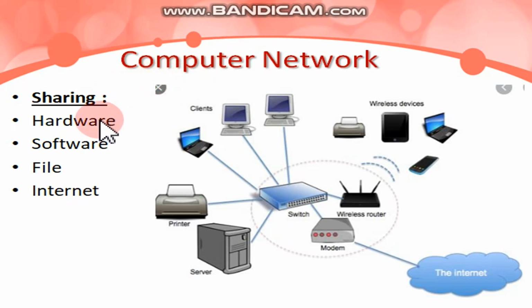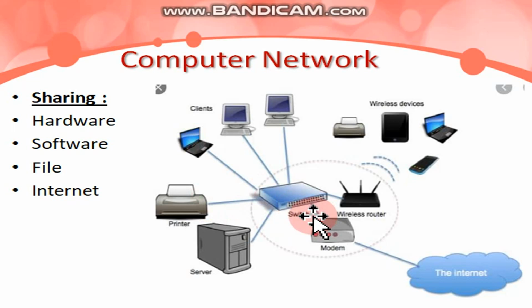Starting with hardware sharing. Hardware is the physical component that can be shared over a network. This can be your hard disk or a printer, which is commonly shared over a network. A single hard disk can provide storage space to all the users who are connected to the network. And how can a printer be shared?